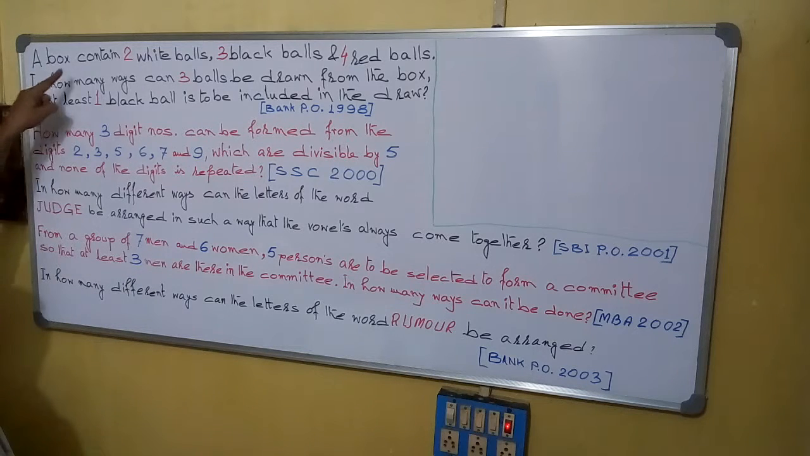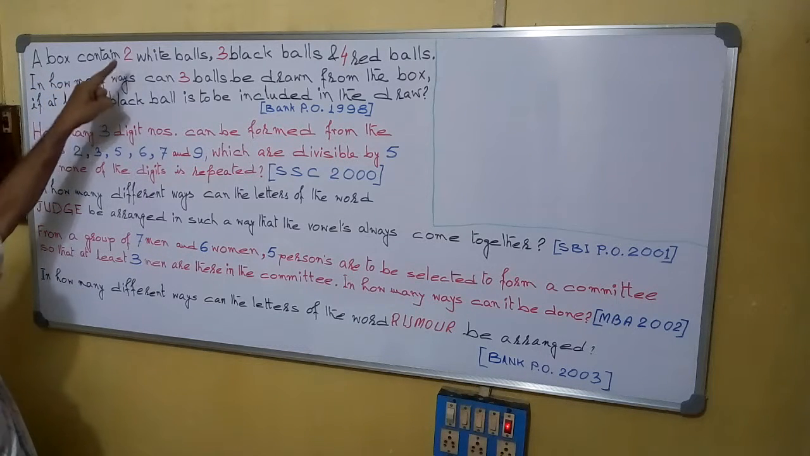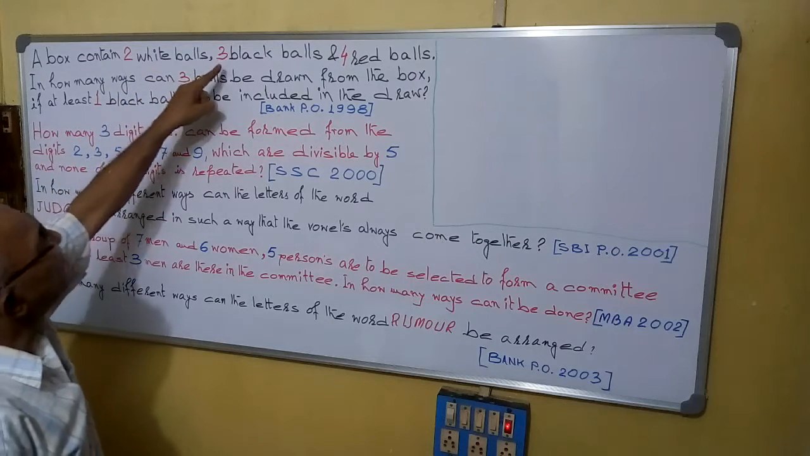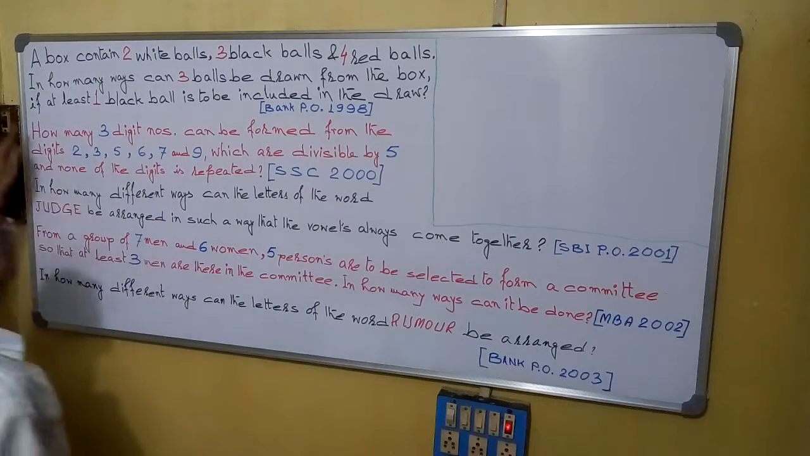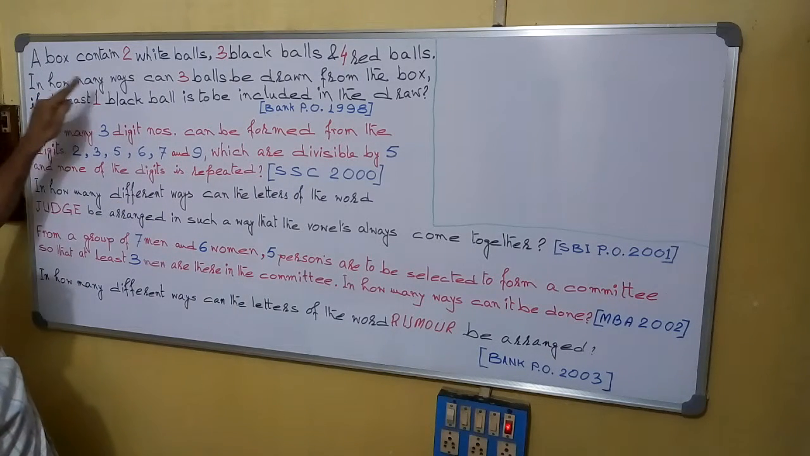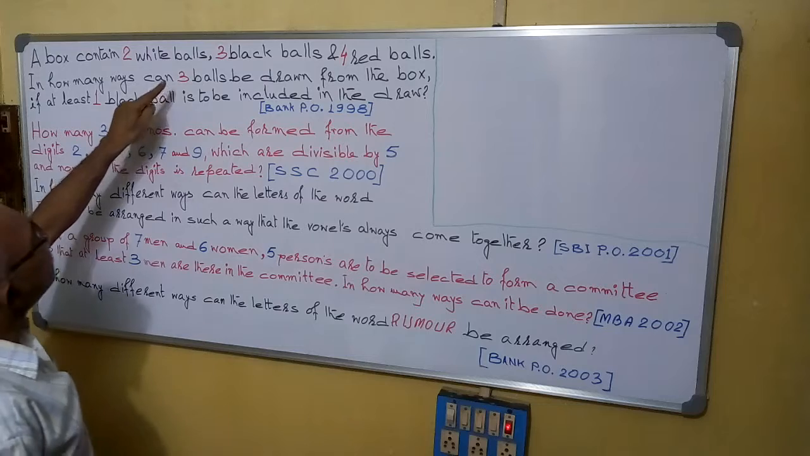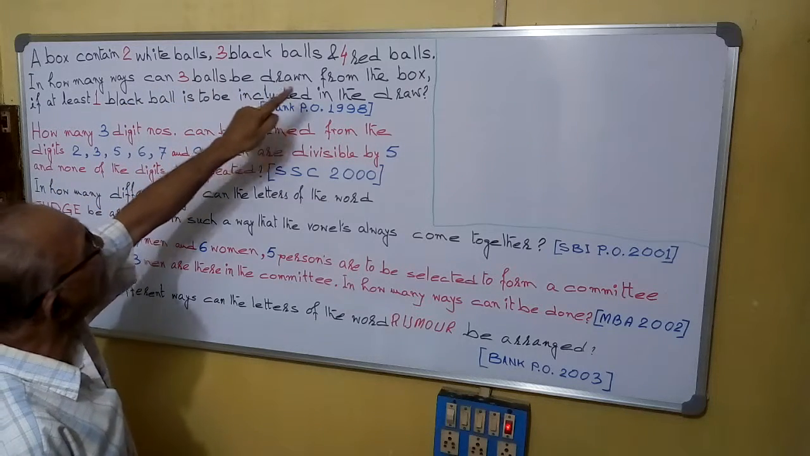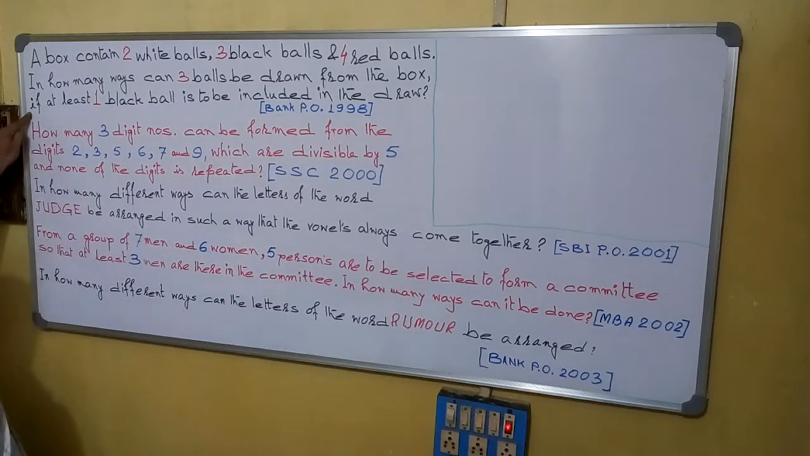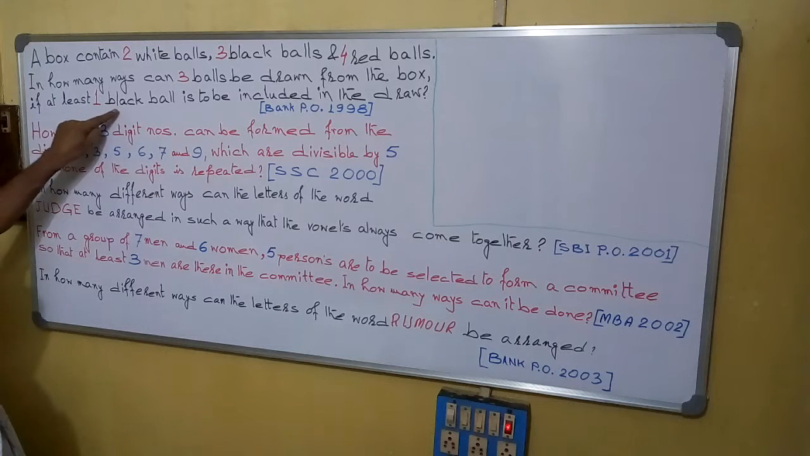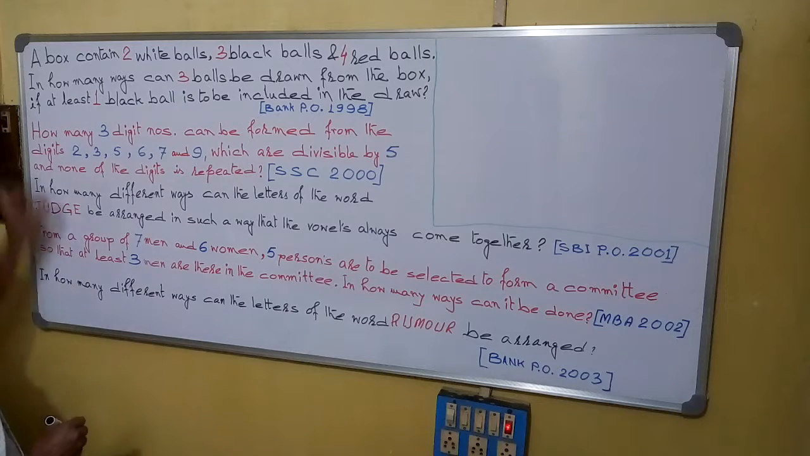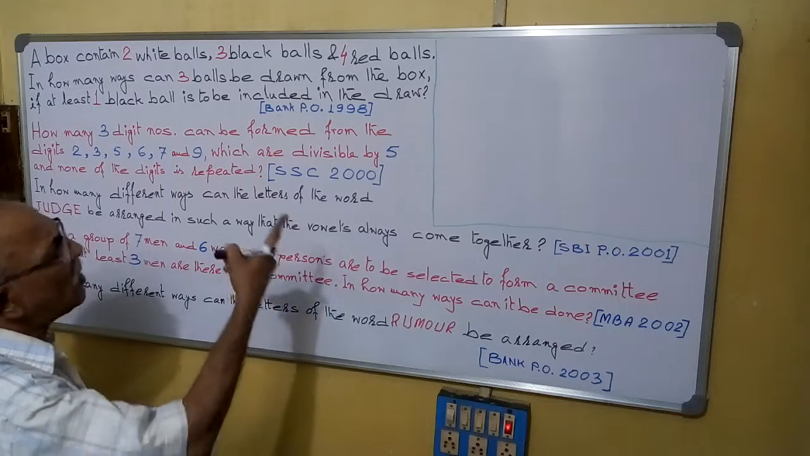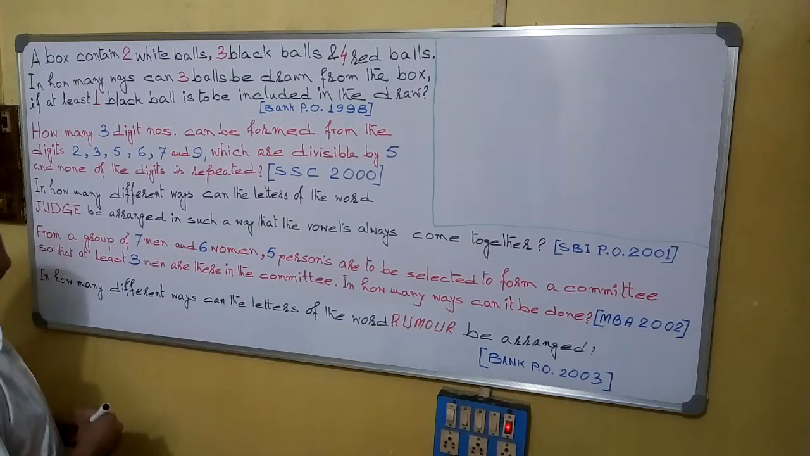A box contains two white balls, three black balls, and four red balls. In how many ways can three balls be drawn from the box if at least one black ball is to be included in the draw? Options were there in all the sums, but I have not given options. I will do the sum directly.